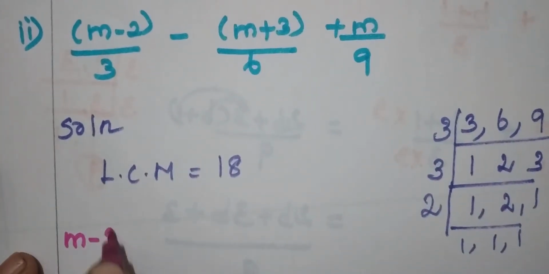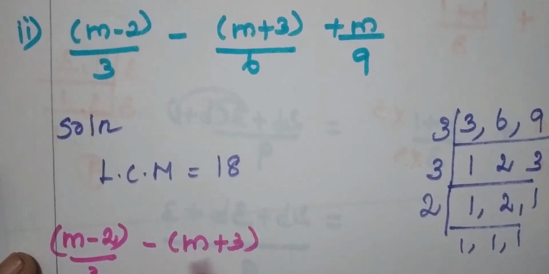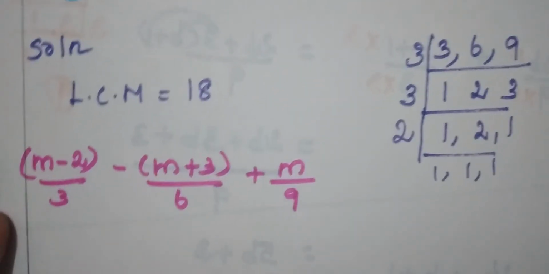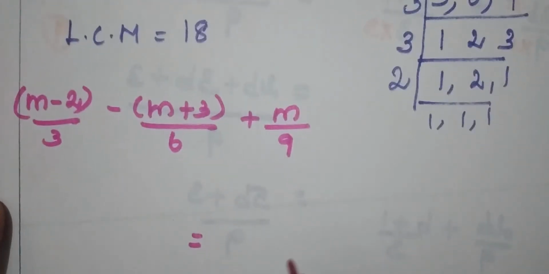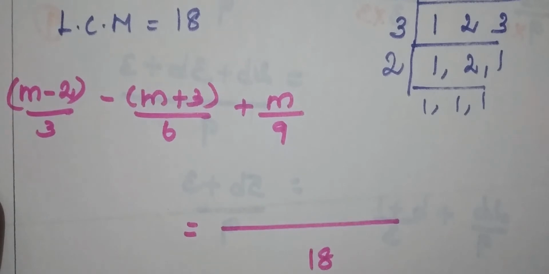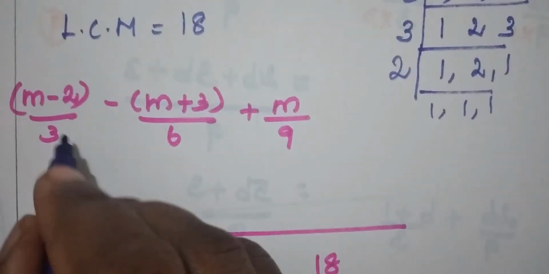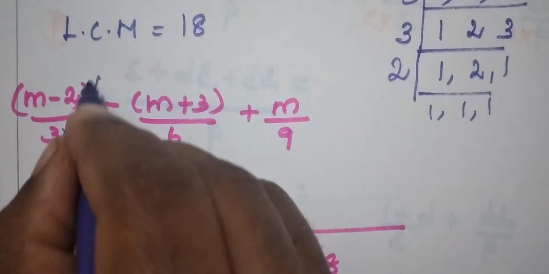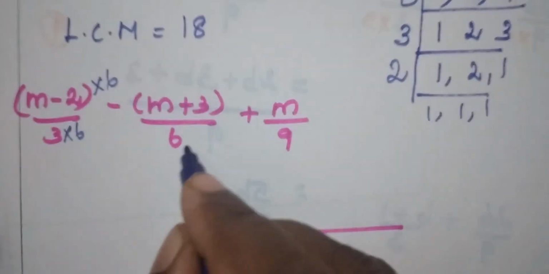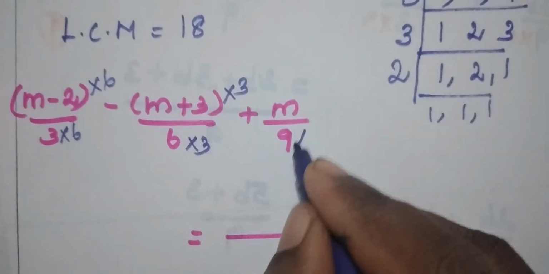m minus 2 by 3 minus m plus 3 by 6 plus m by 9, which is equal to, here the common denominator is 18. Your LCM is 18. So here the denominator is 3. So you should multiply by 6 to get the number 18. Here the denominator is 6. So multiply by 3. Here this is 9. So you should multiply by 2.